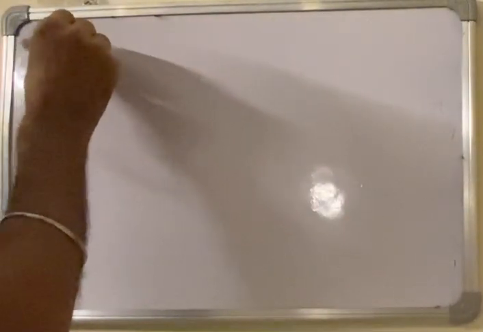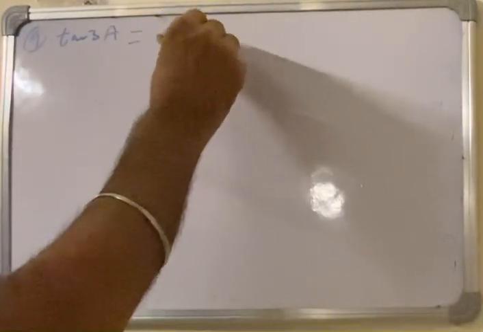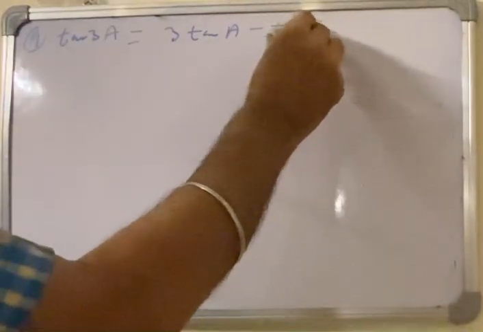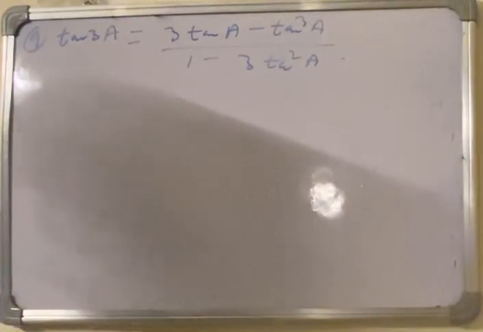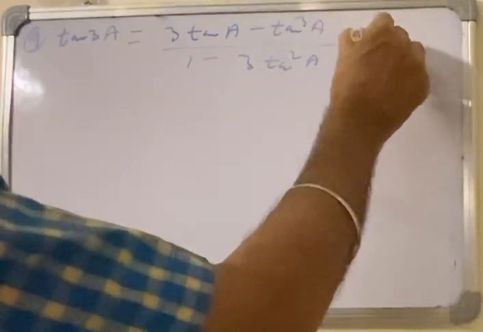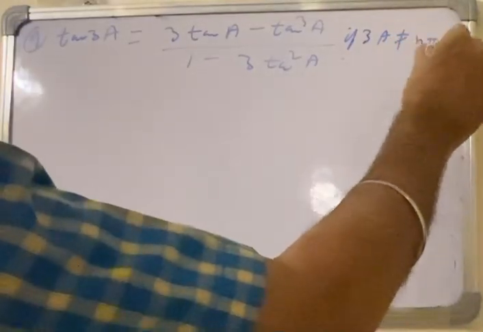Next, we take tan 3a. Tan 3a is equal to 3 tan a minus tan cube a over 1 minus 3 tan square a, if 3a is not equal to n pi plus pi by 2 for all integers n.